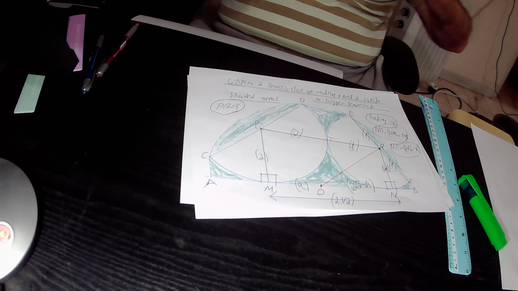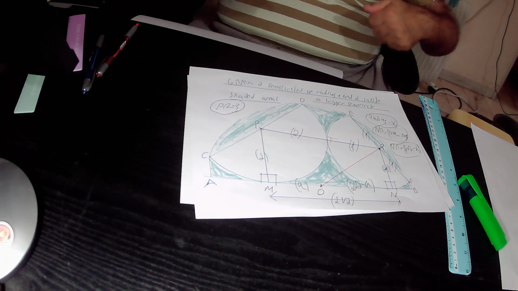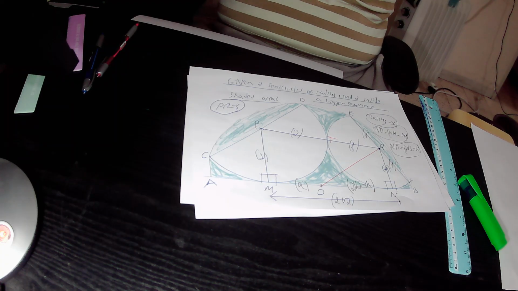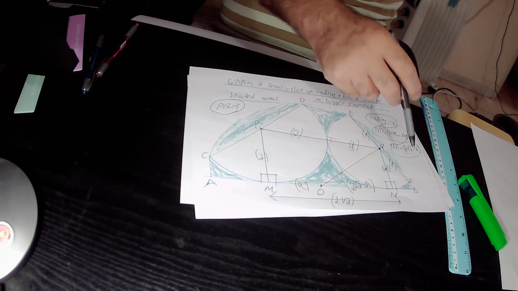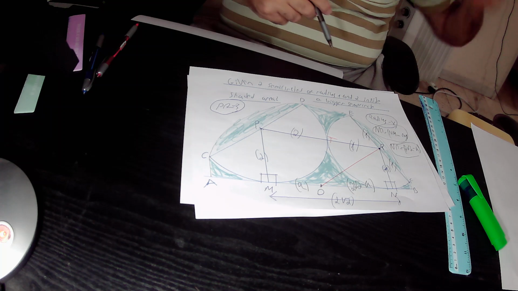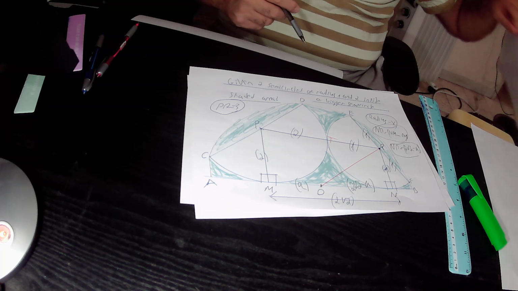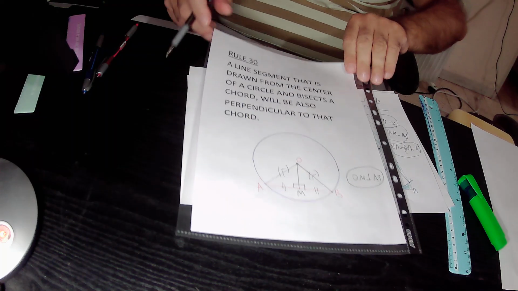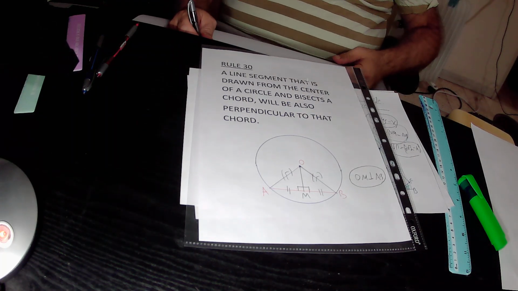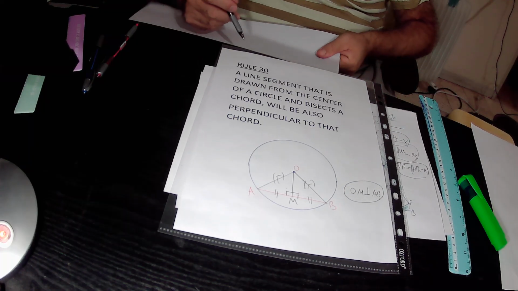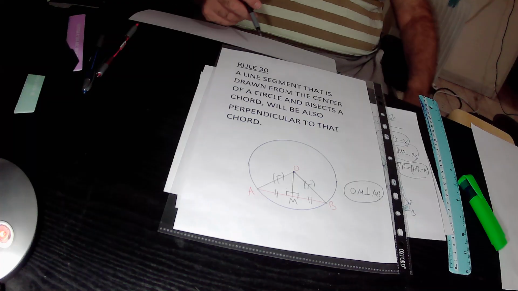And whenever you have a line segment that is drawn from the center of a circle or a semicircle and bisects the chord, then that line segment OQ will also be perpendicular to chord EF, according to Rule 30. According to Rule 30, a line segment that is drawn from the center of a circle and bisects the chord will also be perpendicular to that chord.